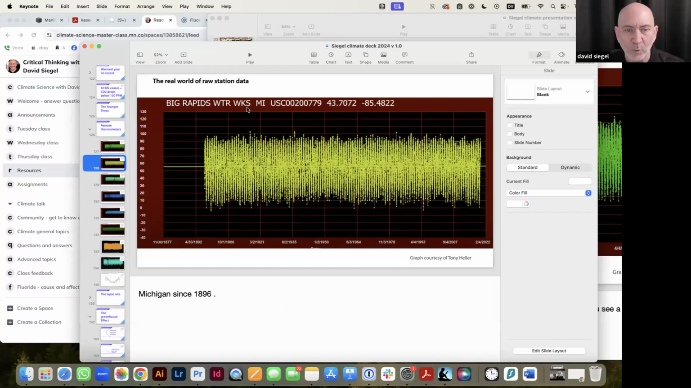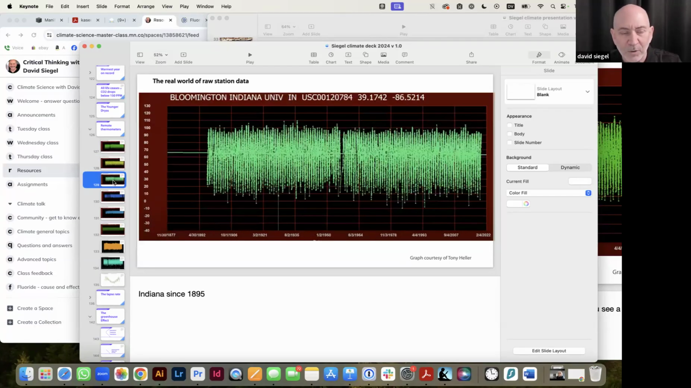Big Rapids Waterworks, Michigan, far from the city. You see some warm 30s, some cool 60s. It's actually got some heat in the 60s, and then nothing special, pretty flat. And this is raw thermometer data. We could talk another time about whether raw thermometer data needs to be adjusted or not. Some of the time it does.